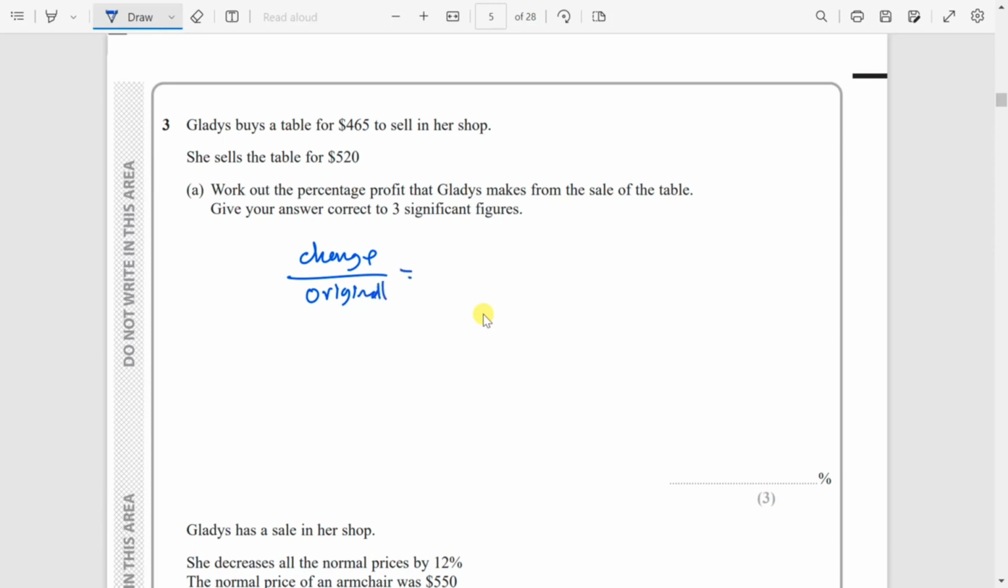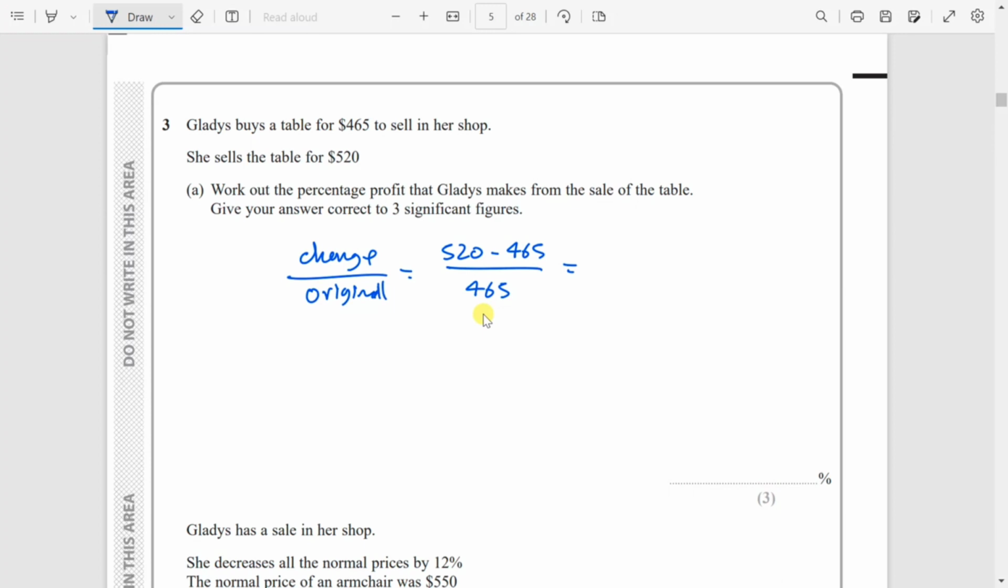So it's going to be the change: 520 take away 465, over the original, 465. Let's just see what that gives us. You're going to have 520 minus 465. Guys, remember, make sure you're using the Casio calculator, because there are a lot of questions which you might need it for. You can use other calculators, but that's the brand I prefer.